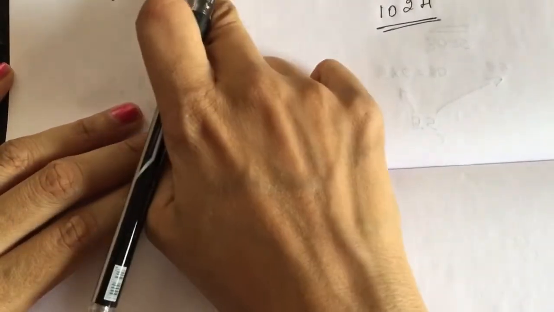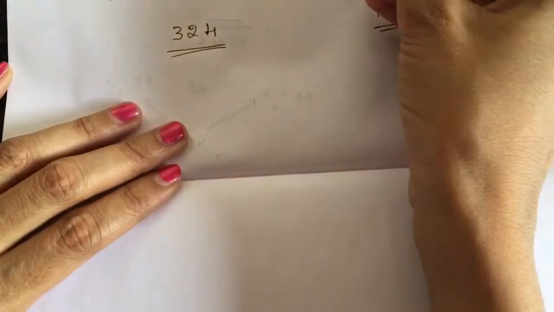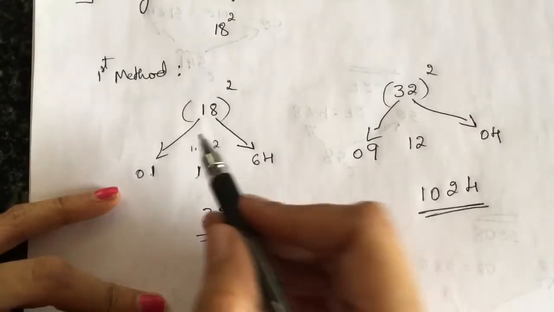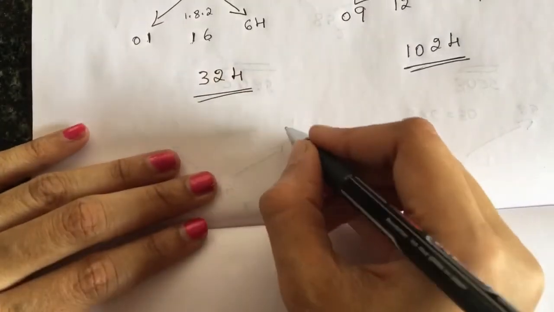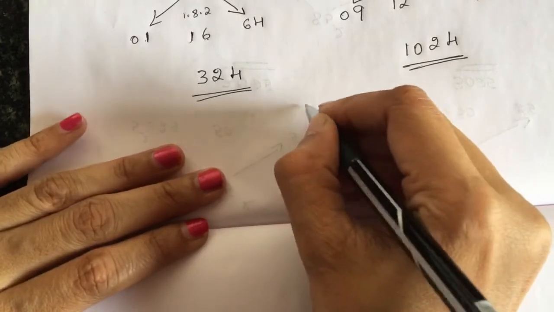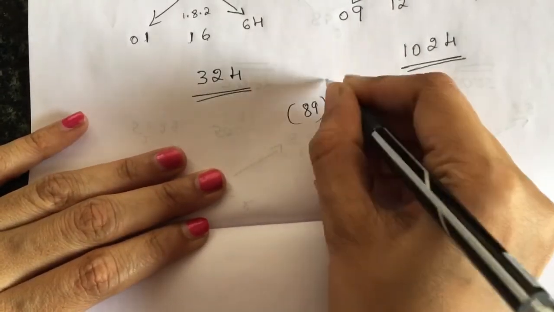Suppose you have a large number. It's quite easy when you have small digits, like 1, 8, 3, 2 and all. If you have to calculate the square of 89.